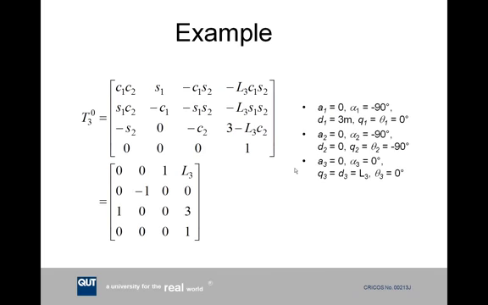Once again, if we actually substitute in the parameter values for a joint variable theta 1 equals 0 and a joint variable theta 2 equals 0, and leave L3 as an unknown, just as a variable, then we get this simple matrix at the end, which is our overall transformation matrix between reference frame 0 and reference frame 3.